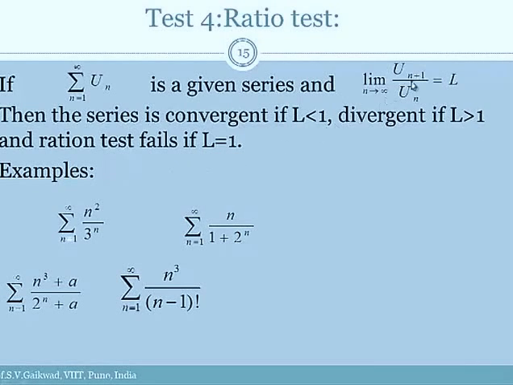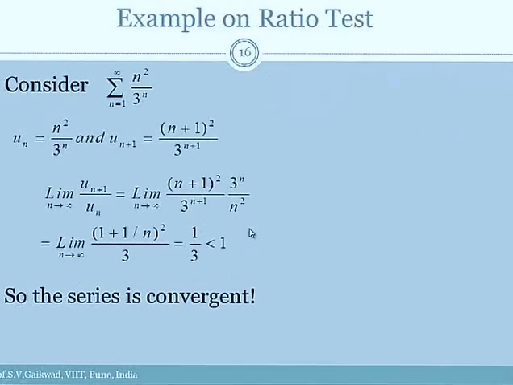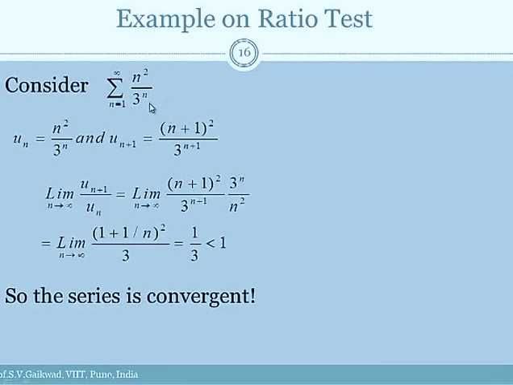Note that this ratio can be taken in the reciprocal form, like un upon un plus 1, then these results will be reversed. These are the examples you can try. I will solve this one example here. n square upon 3 raised to n. un is n square upon 3 raised to n, and un plus 1 is (n plus 1) square upon 3 raised to n plus 1. Just replace n by n plus 1.